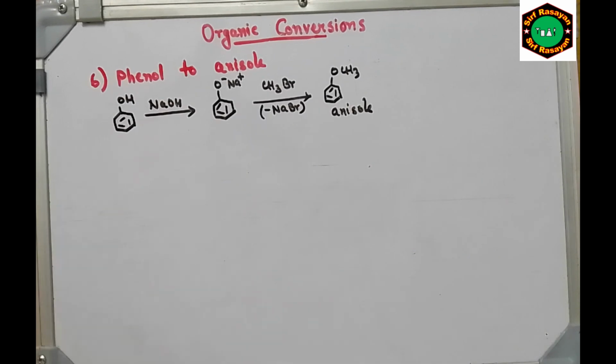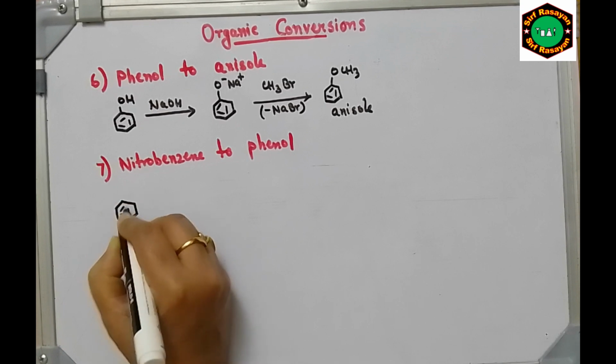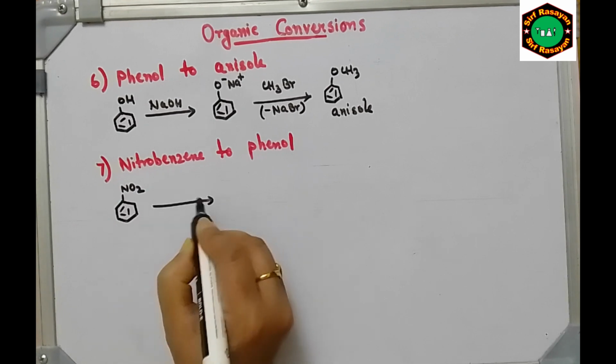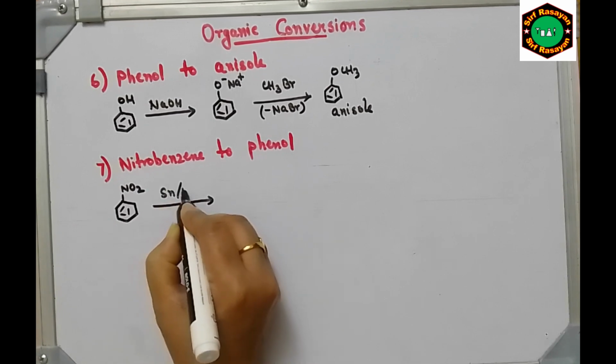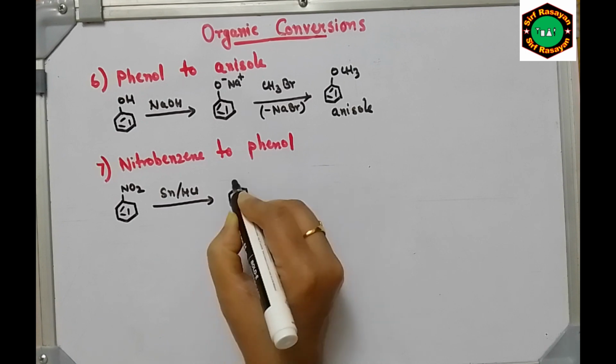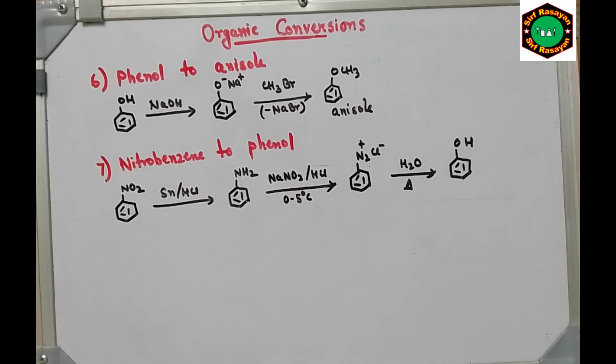Next conversion is nitrobenzene to phenol. Take nitrobenzene, reduce it with tin HCl. So NO2 will be reduced to NH2. This is a very important conversion.